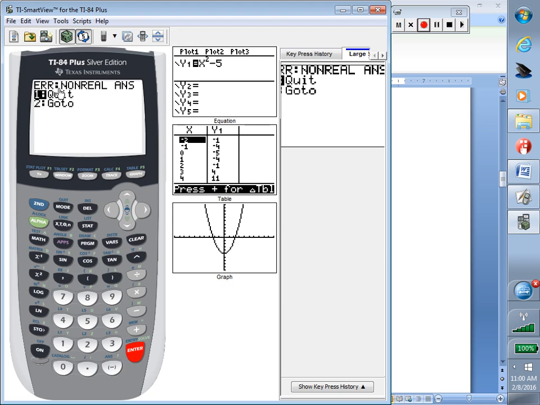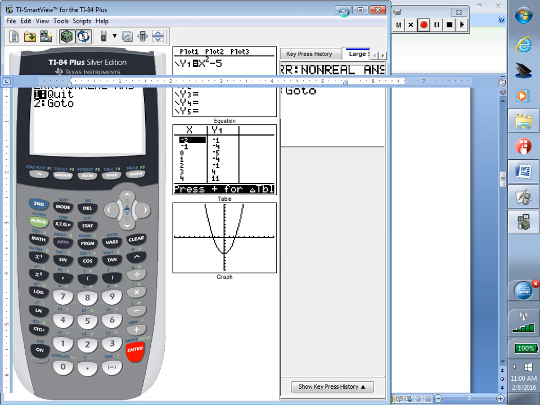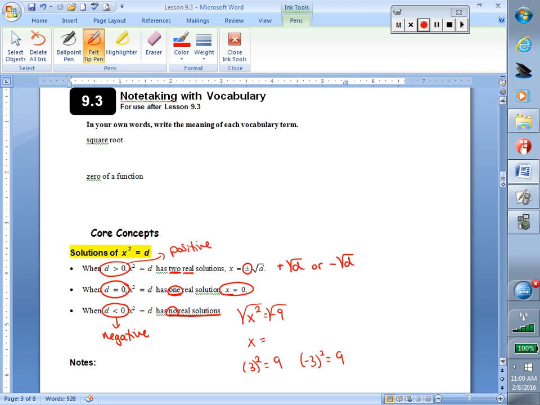My calculator tells me right there, it's a non-real answer. Your calculators, depending upon what type you have, might just plain say error on you, or it might say non-real answer. I'm not sure. It depends what calculator you are using. So again, you can always use your calculator to double check yourself.